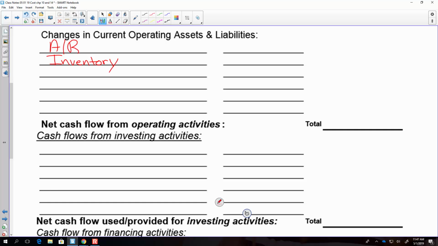Nope, I think that's it. How about on the current liability side? Just accounts payable. Under the indirect method, this section only deals with the current assets and current liabilities.